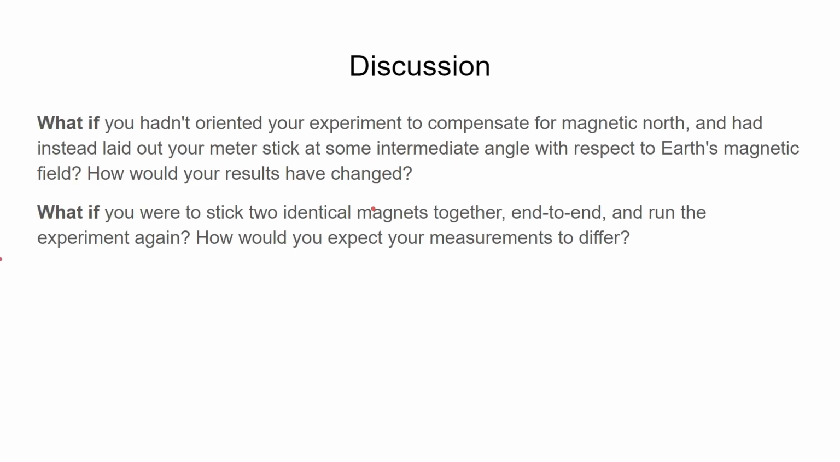Now for the discussion. What if you hadn't oriented your experiment to compensate for the magnetic north and had instead laid out your meter stick at some intermediate angle with respect to Earth's magnetic field? How would your results have changed? Okay, that's definitely going to mess with your graph a lot because we had to zero everything out.